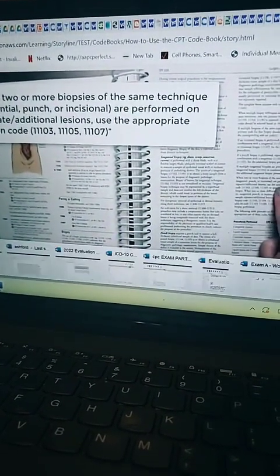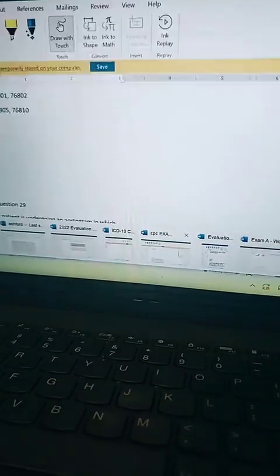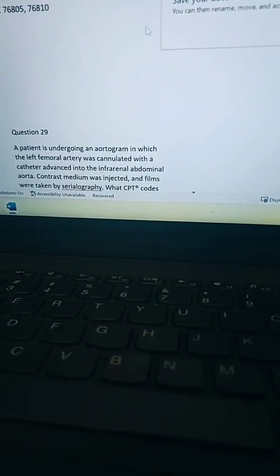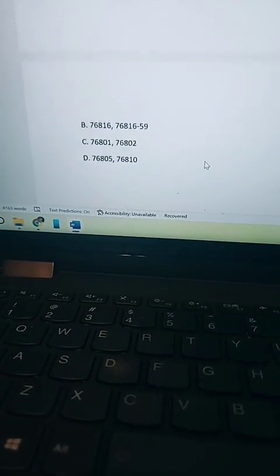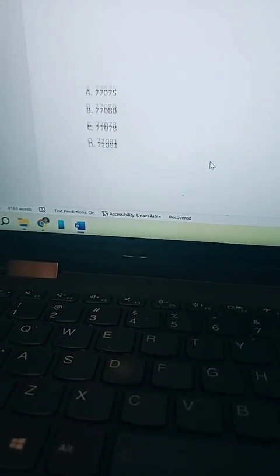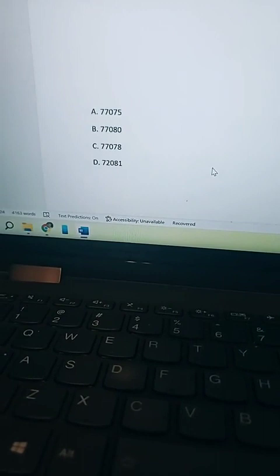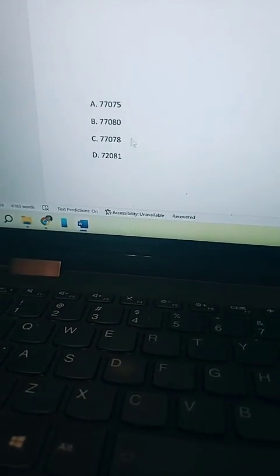Bring up my exam again so we can continue working out some more questions here. Let me find one that's all on one page. Like this one. I like this one.